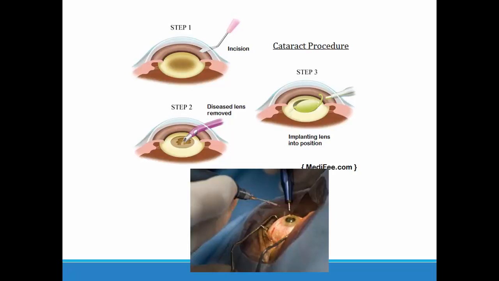All right, so this is just the procedure that they will go about in removing the lens and replacing the lens. Sometimes you see they make an incision on the side and they can pull the lens out, or they can actually break it into clumps and suck those pieces out. And then they will put the new implanted lens into place. So that's basically it in a nutshell.